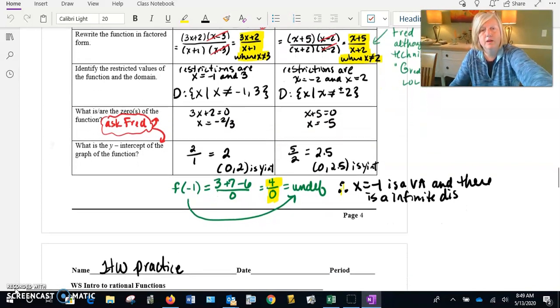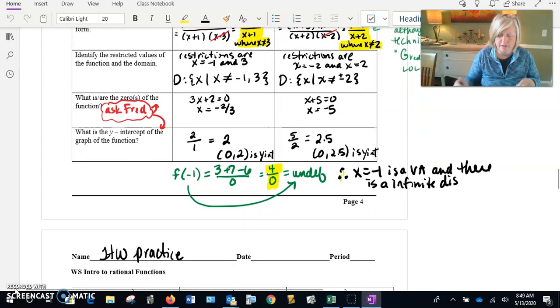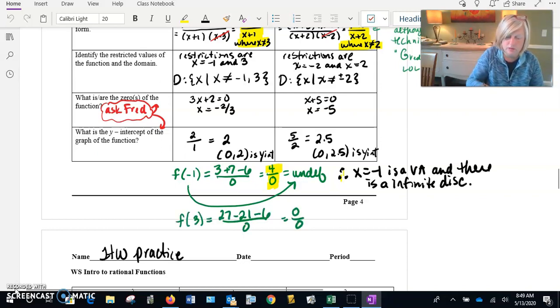All right, and then the other one, let's take a look at the form of the second one that we have. Like I said, I'm just going to squeeze it down here at the bottom. If I did f of 3, of course it's undefined because I was able to remove it. But when I plug 3 in, we're going to get 27 minus 21 minus 6 over 0, which is going to be 0 over 0. Again, it's certainly equal to undefined.